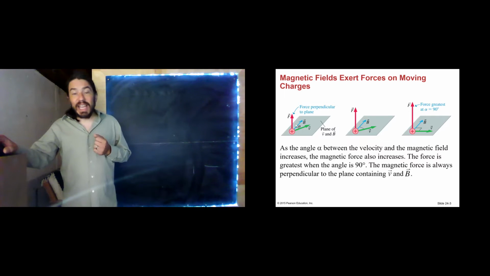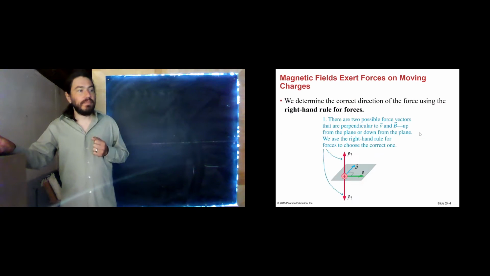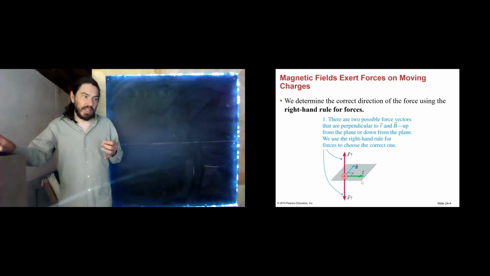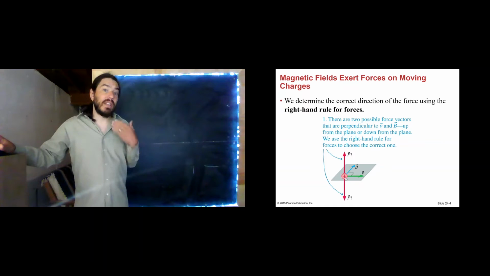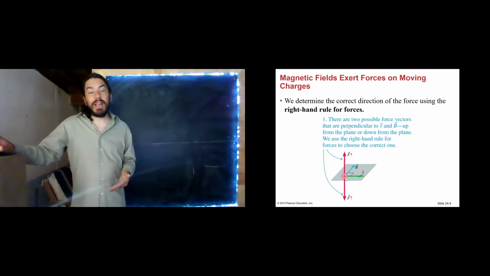That force increases as the angle between the magnetic field and the velocity increases, and it reaches a maximum at 90 degrees. And so you can see here, we are necessarily in three dimensions again, because V, B, and F are mutually perpendicular. That defines three dimensions, which means that magnetic forces are fundamentally three-dimensional.